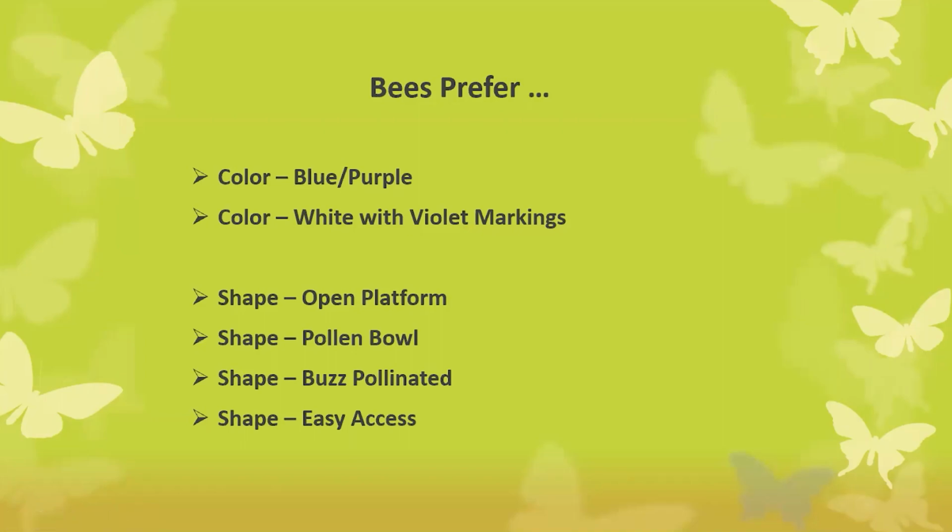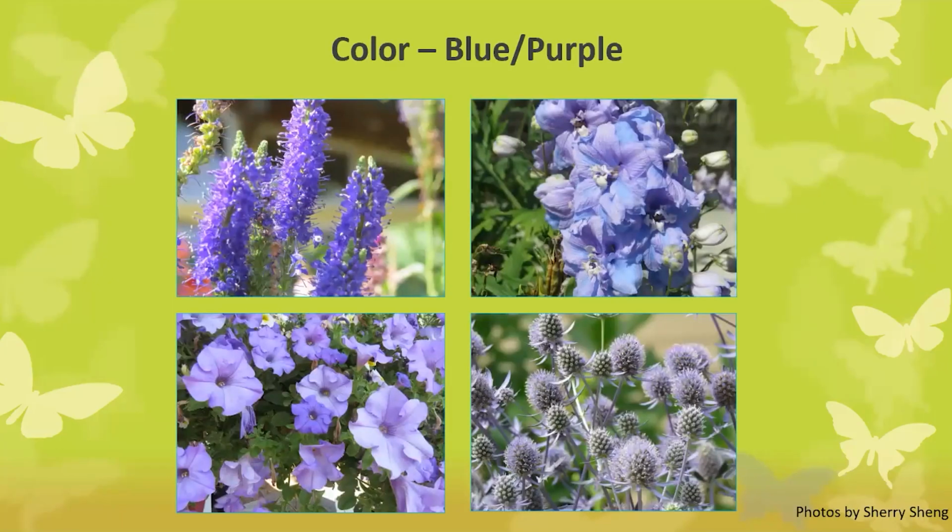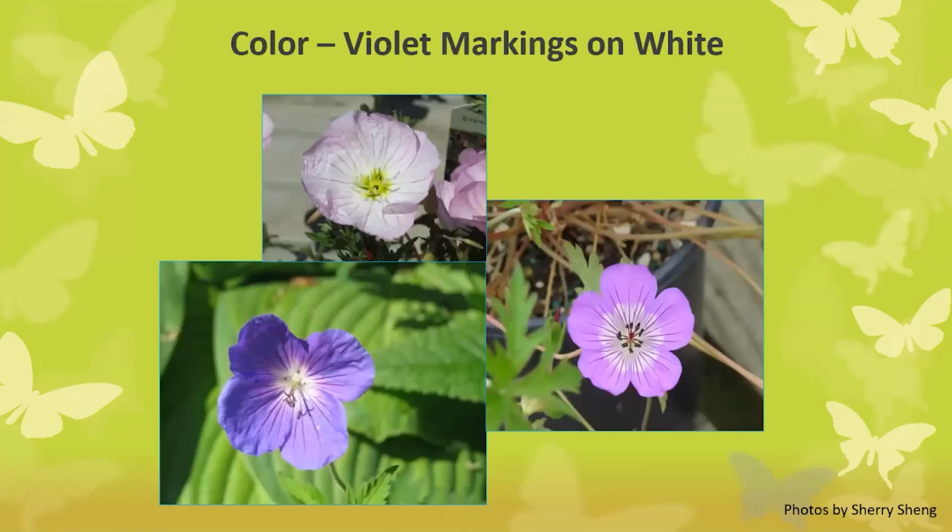We know quite a bit about the kind of flowers bees prefer. This is based on research. And it comes down to 2 colors and 4 shapes in the flower. We'll look at each one of them. Bees can see ultraviolet light. So the flowers in blue and purple are particularly attractive to them.